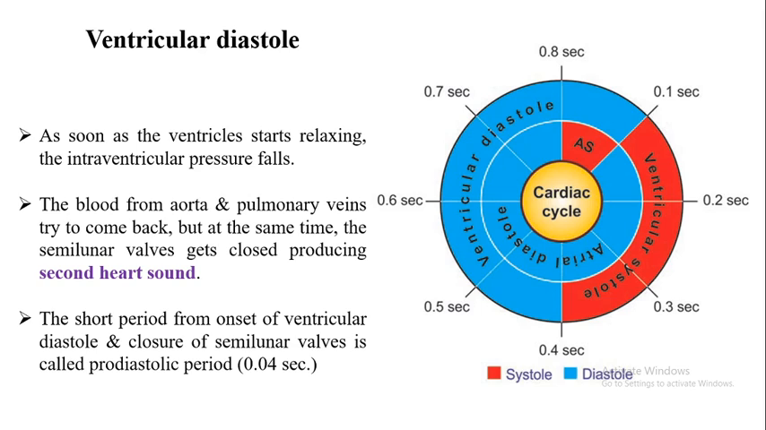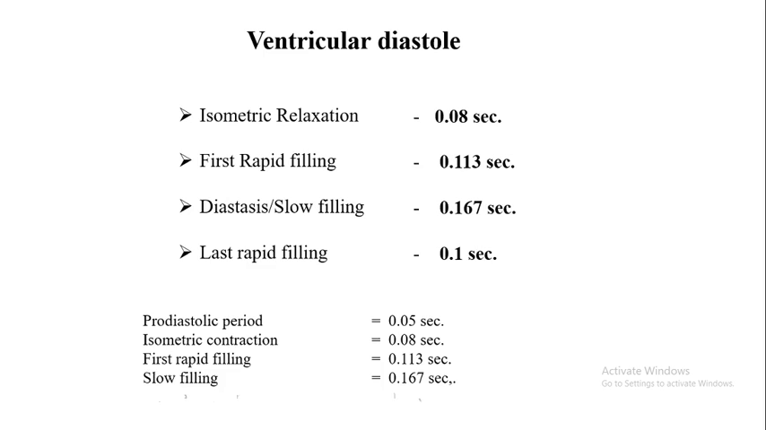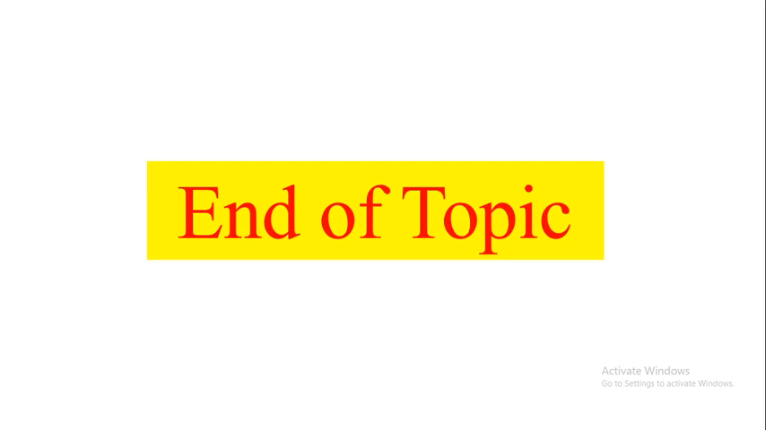The last part to remember is that ventricular diastole after the fourth sound overlaps the auricular systole. Here, after the fourth sound, ventricular diastole overlaps the auricular systole of the next cycle. So in this way cyclic events occur during each heartbeat and each cardiac cycle. So this is all about your cardiac cycle. Thank you.